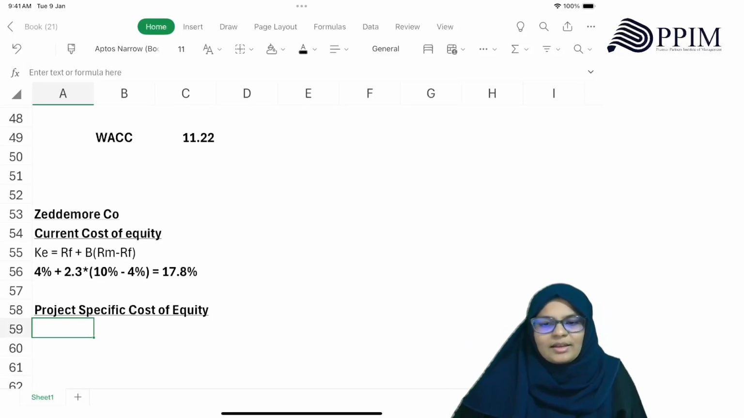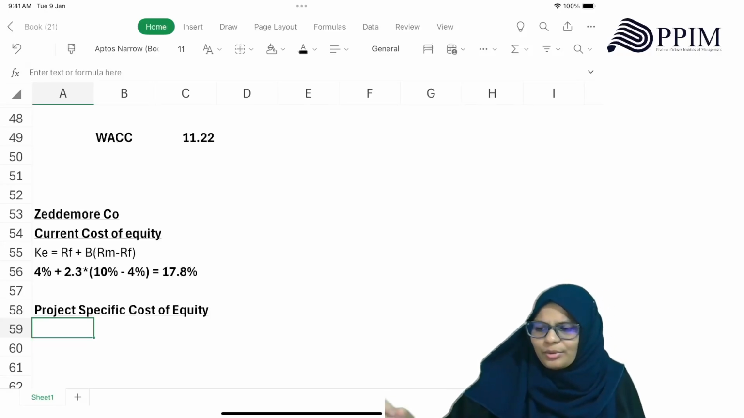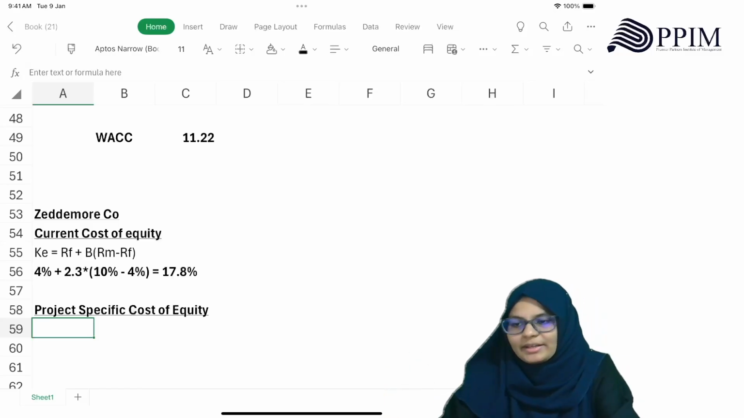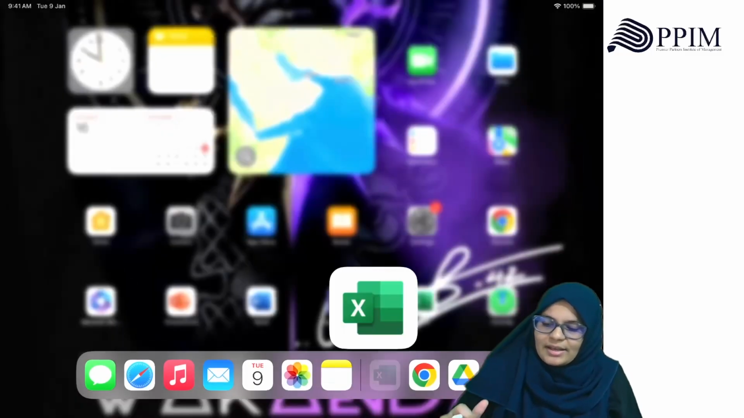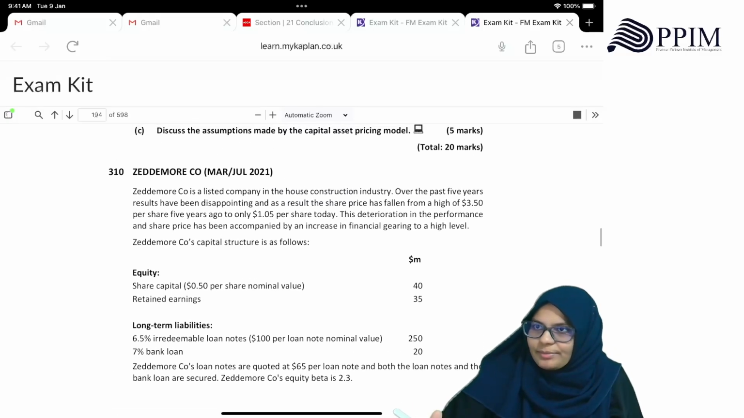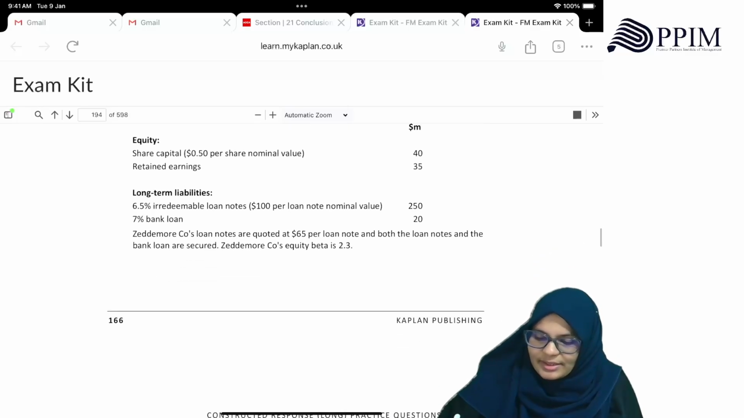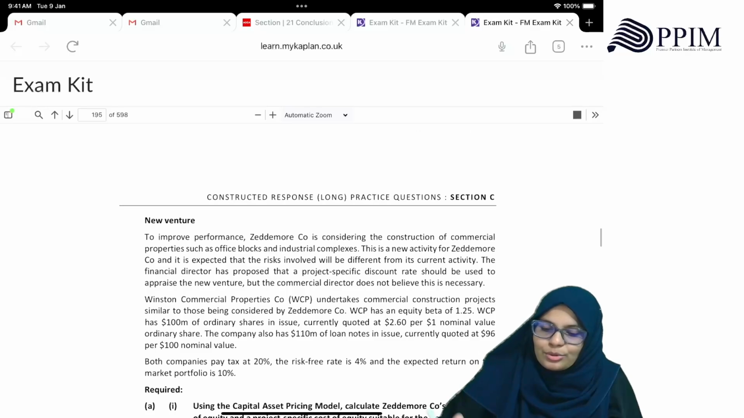Okay. Right. So project specific cost of equity, right? Now, I have explained this before. I will explain it once more. If you look at this company, they were in house construction. Now they are telling me that over the past 5 years, things are not doing so well in this particular industry, right? So now what are they trying to do? They are trying to invest in something new.